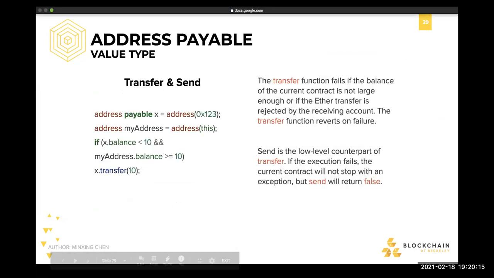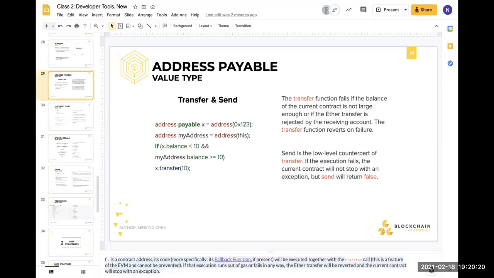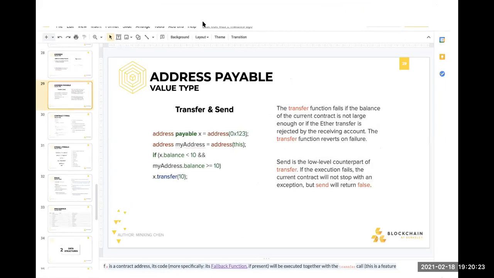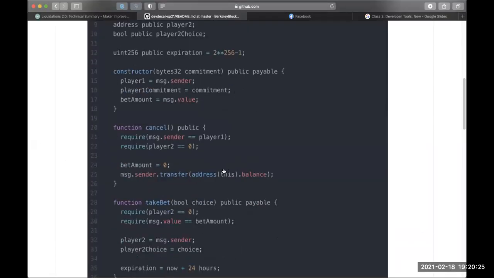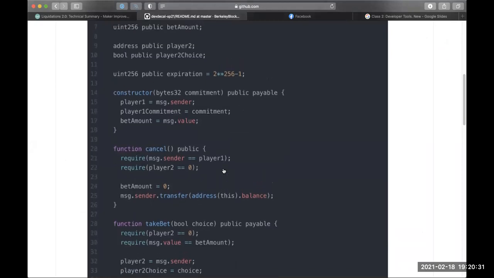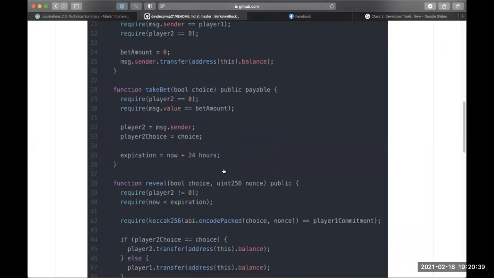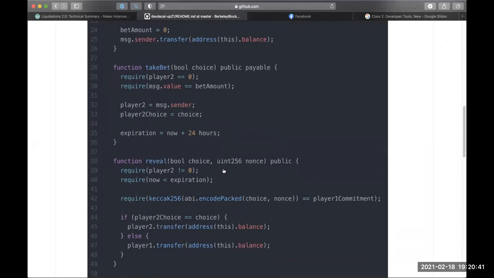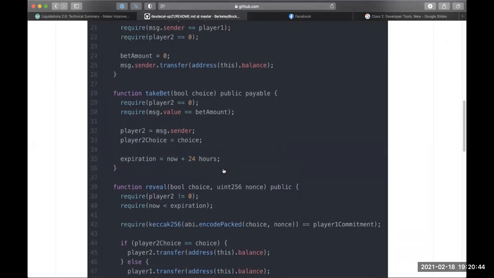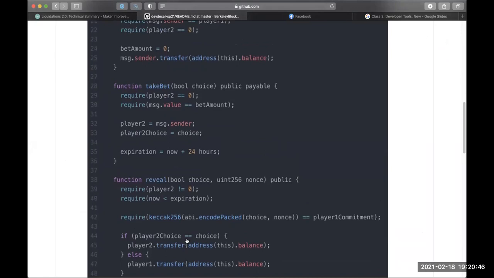Yeah, so back to the homework. What happens is that the sender is transferring the balance of this contract to this contract. So then in reveal, this player transfers money to you.